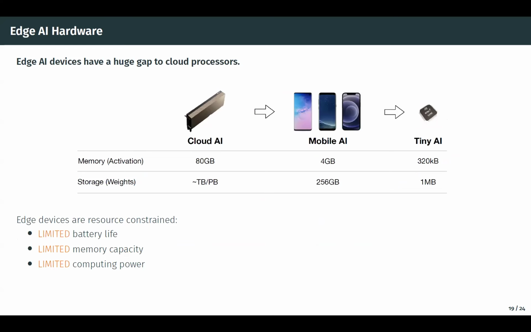So we have a summary here. We have the cloud AI that uses the big GPUs. Then we have the mobile AI. Then we have tiny AI that uses the microcontrollers. And these edge devices, specifically this section, have limited battery life, limited memory capacity, and limited compute power. All of these utilize the electricity provided by the batteries, right?